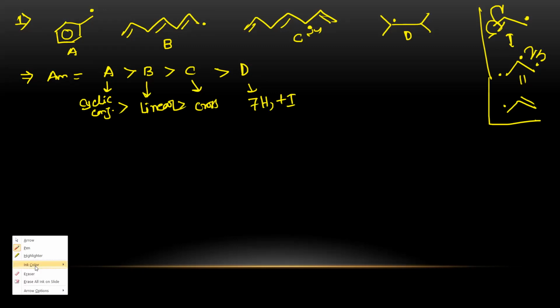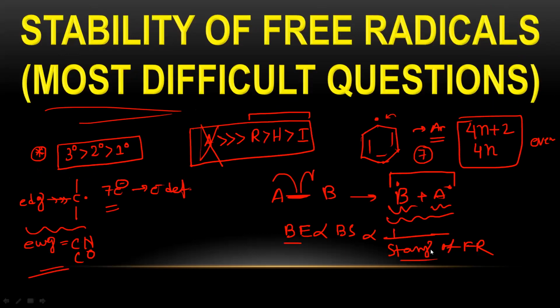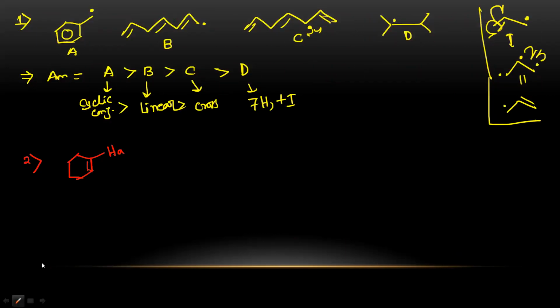Now, second bouncer for you. Second question. In this question, you have to compare the bond energy. HA means this carbon and this H. This bond energy you have to compare. Bond energy and the stability of the free radical are inversely proportional, as I have shown you. So keeping that in mind, try to solve.